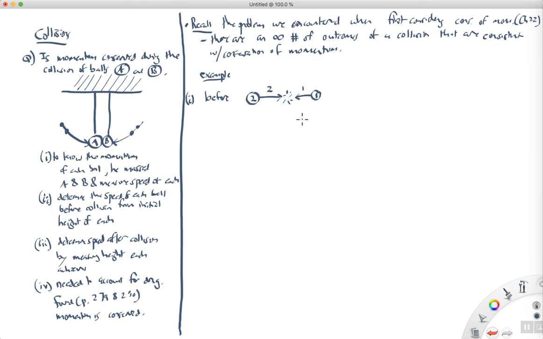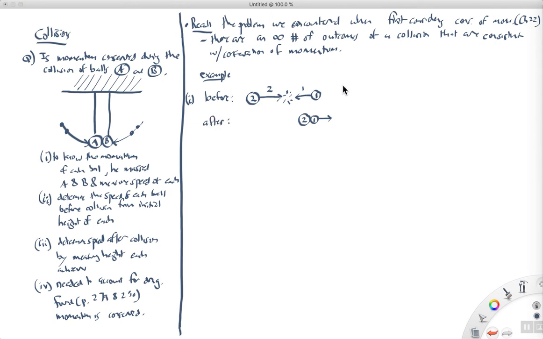And then after the collision, there are several different outcomes that could occur that in fact conserve momentum. So for example, if these two balls stuck together, so here's ball 2 stuck to ball 1, and they are both moving in this direction. Well, let me write down some equations here. So this is before and this is after.